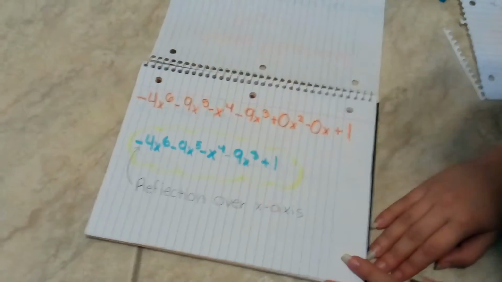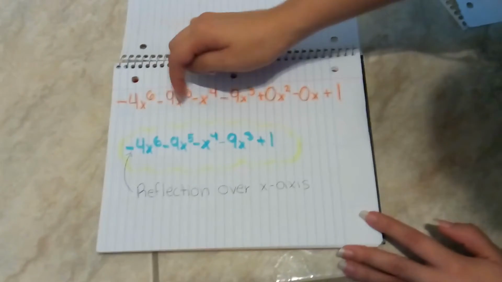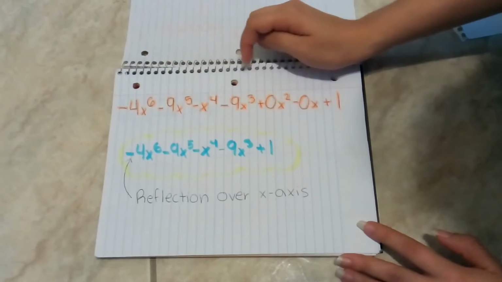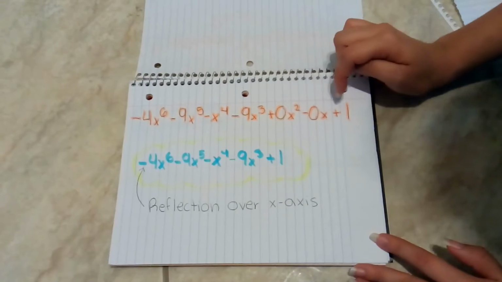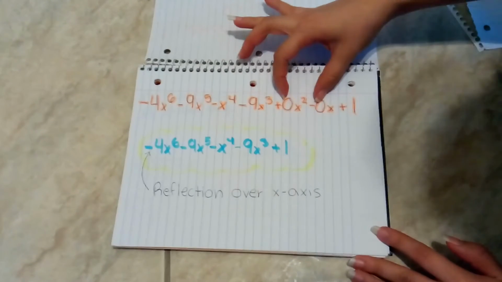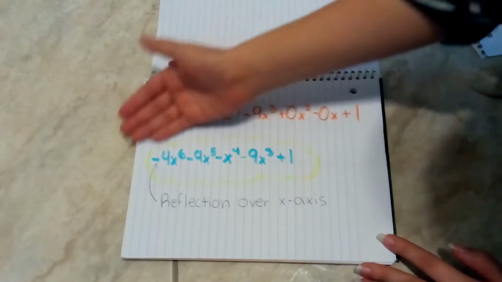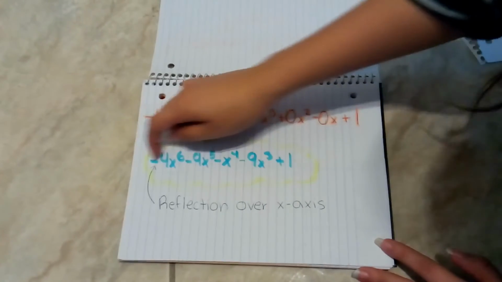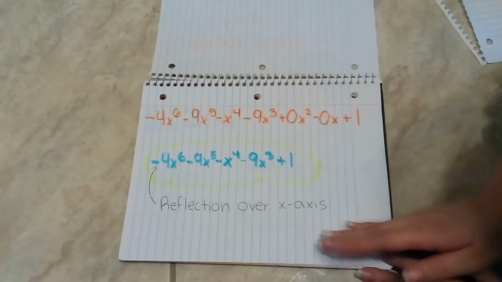For my function, I chose to do negative 4x to the power of 6 minus 9x to the power of 5 minus x to the power of 4 minus 9x to the power of 3 plus 0x to the power of 2 minus 0x plus 1. For this equation, we're not going to need the zeros here, so we can just remove them. It's not going to affect our product. And after we remove the zeros, our product is going to be this. Because of the negative in front of the 4, our equation is going to be a reflection over the x-axis.